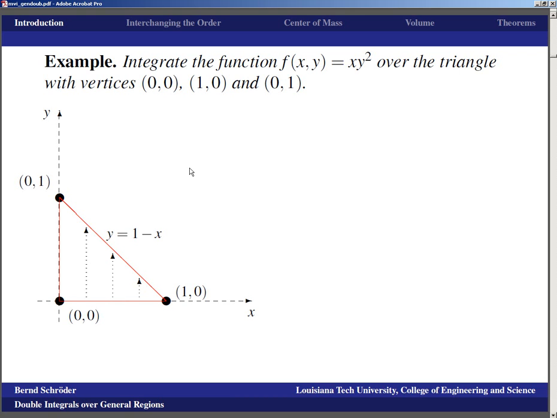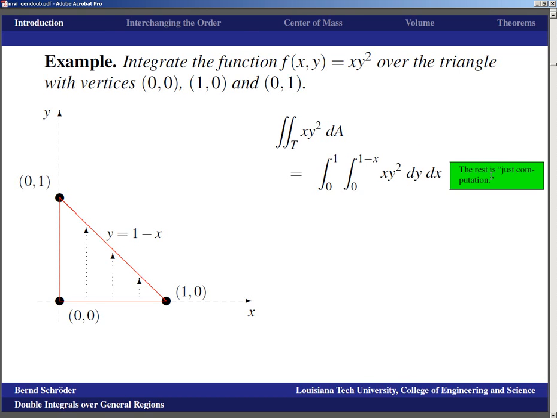All right, so that means our integral over this triangle of xy squared dA is the integral from 0 to 1 in x, the integral from 0 to 1 minus x in y of the integrand xy squared, and then dy dx, where of course now our variables or our differentials and our integral signs again act like parentheses. And the rest is just computation, because whether the inner integral has a variable upper bound or not does not matter. We solve it the same way, right?